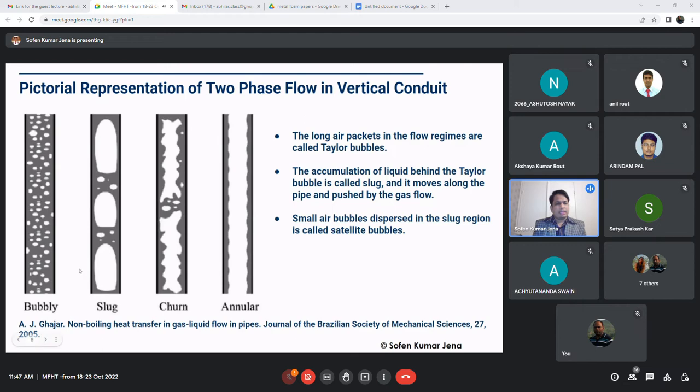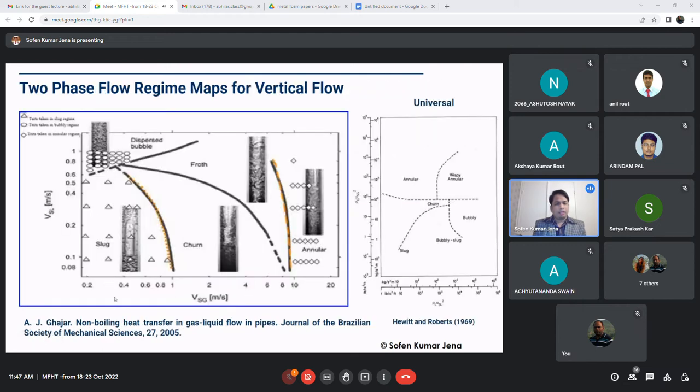So for what superficial velocity of the liquid and what superficial velocity of the vapor is the flow regime classified? If you come here, the x-axis shows the superficial velocity of the gas in meters per second, and the y-axis shows the superficial velocity of the liquid in meters per second. We can see at what superficial velocities of the gas and the liquid these flow regimes are formed. Suppose for bubbly flow, in the dispersed state, we find a high superficial velocity of the liquid and very low superficial velocity of the gas, which results in dispersed flow.